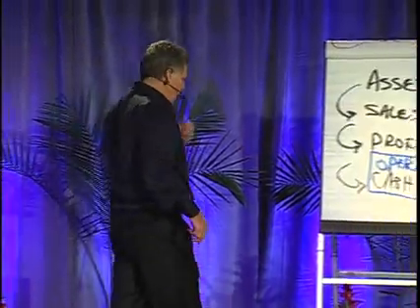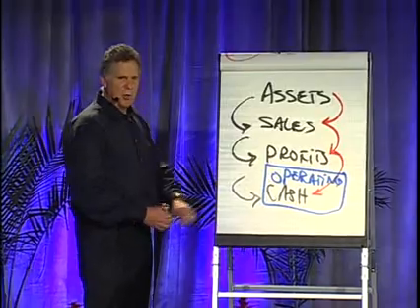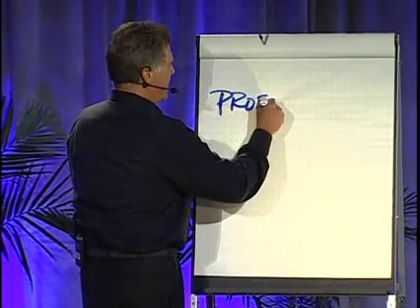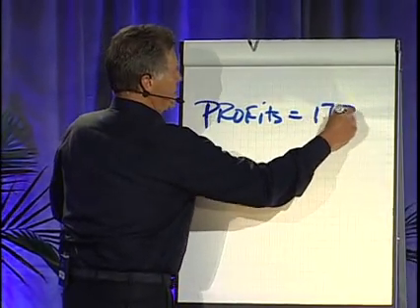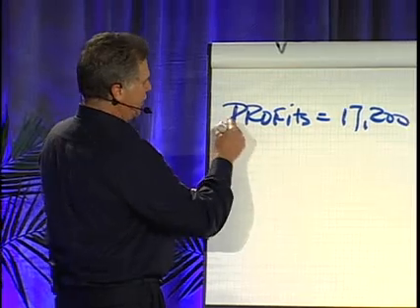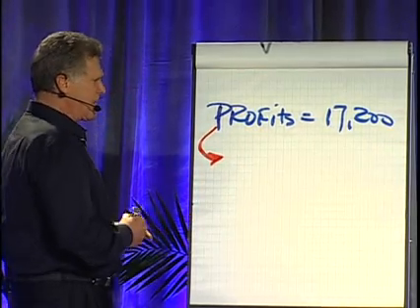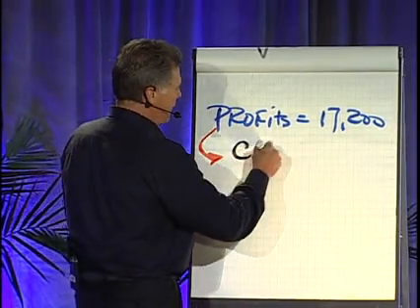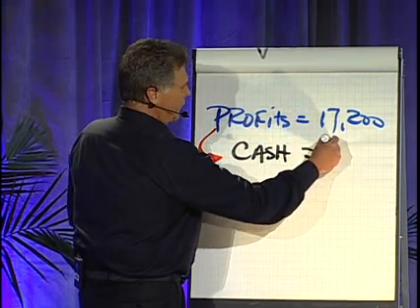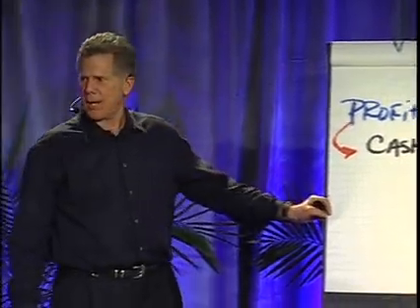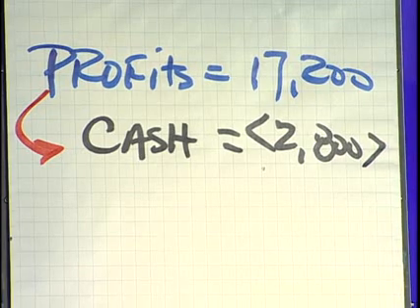How much did we have in profits? Oh, yeah, $17,200. Our profits in this business were $17,200. And as astute little business owners, we successfully converted $17,200 of profits into a real live cash loss of $2,800. That's what we did. That's what this piece of paper says.